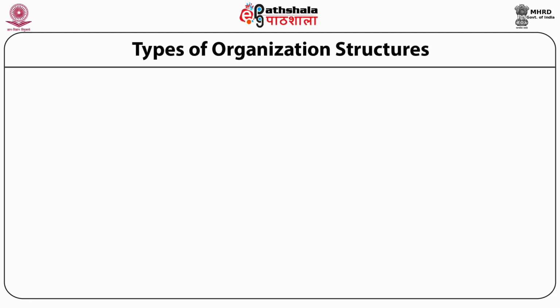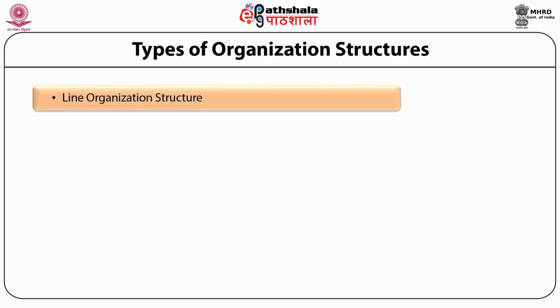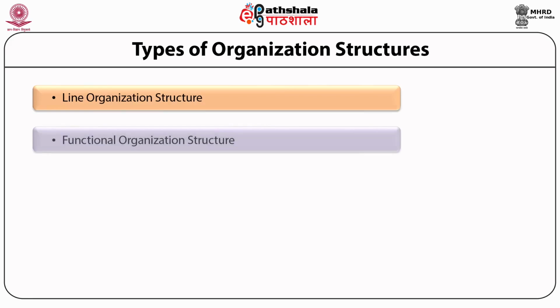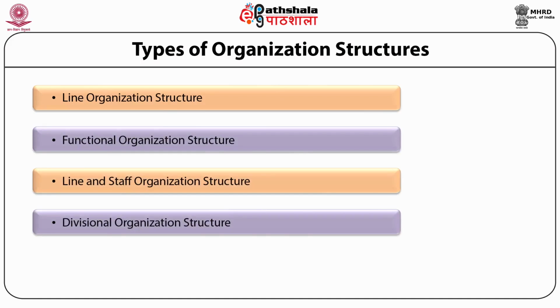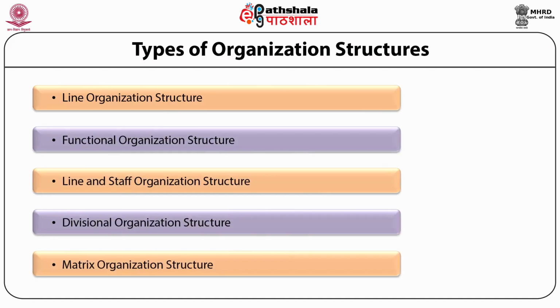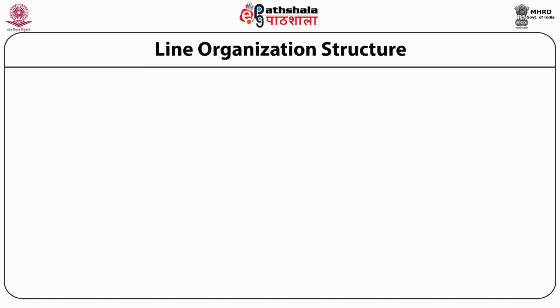This is a very important part of this module, that is the types of organization structures. First is the line organization structure, next functional organization structure, then line and staff organization structure, divisional organization structure, and matrix organization structure. First, we'll study the line organization structure.